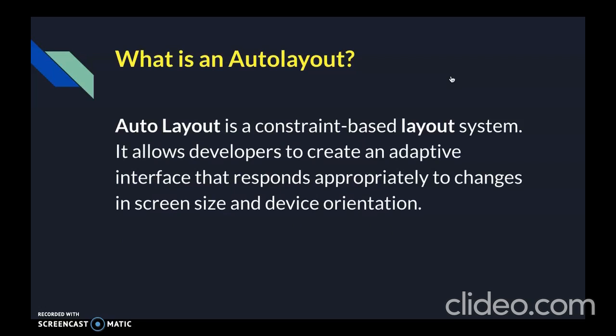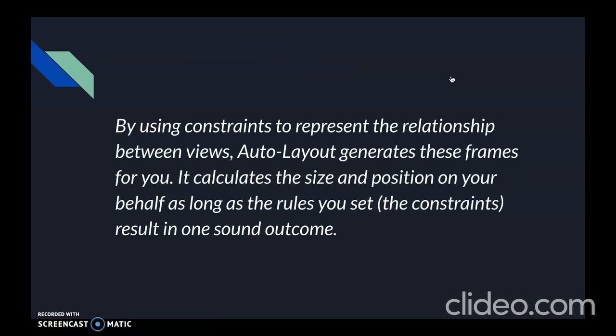Auto layout is a constraint-based layout system. It allows developer to create an adaptive interface that responds appropriately to the changes in the screen size and device orientation. By using the constraint to represent the relationship between the views, auto layout generates these frames for you. It calculates the size and position on your behalf as long as the rule you set results in one sound outcome. What does this mean?